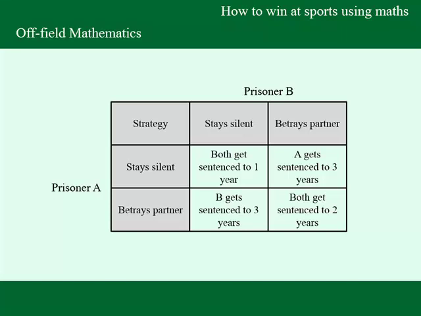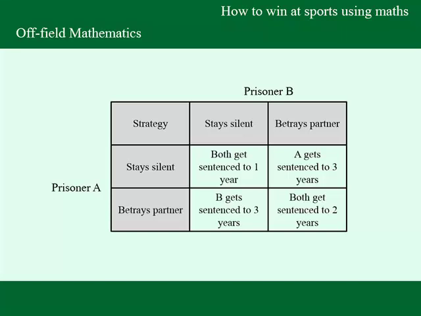Let's go with colleague. If they both stay silent, then they both get sentenced to 1 year in prison. If they both dog the other one in, they get sentenced to 2 years in prison each. If one betrays the other one stays silent, then the one who has been betrayed gets sentenced to 3 years in prison.